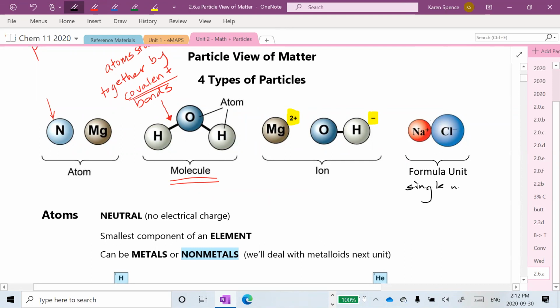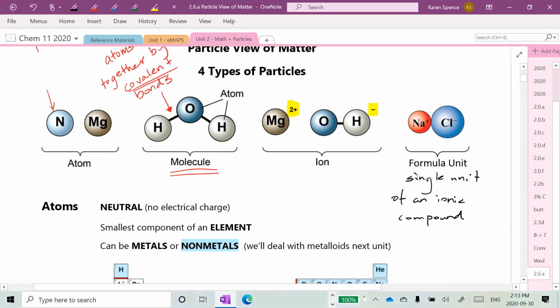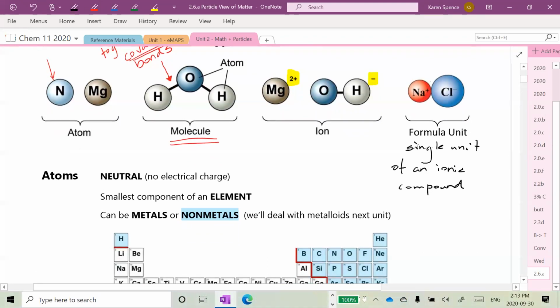A single unit of an ionic compound. And you will see later in this document that they don't actually just exist like that. This is table salt, NaCl, sodium chloride. You'll never see a single sodium ion and a single chloride ion just by themselves. You'll just never see that. But it's a useful mental construct, so we give it a name. Now, let's take a look at these in more detail.